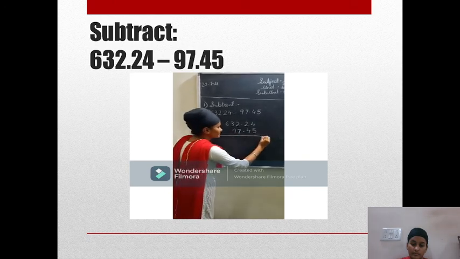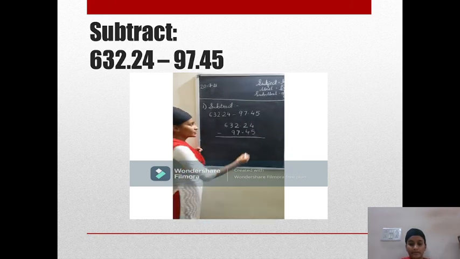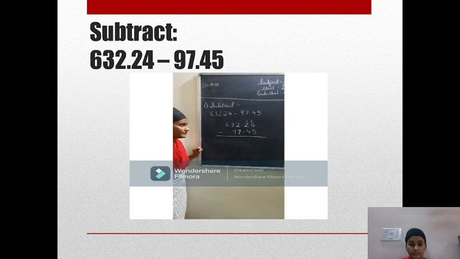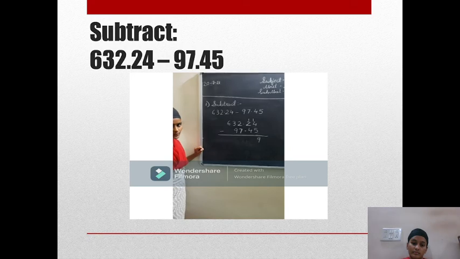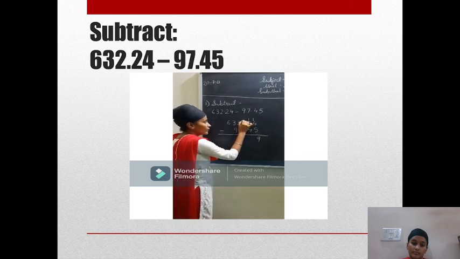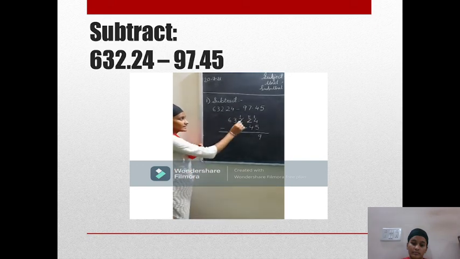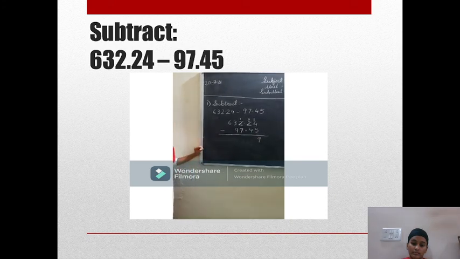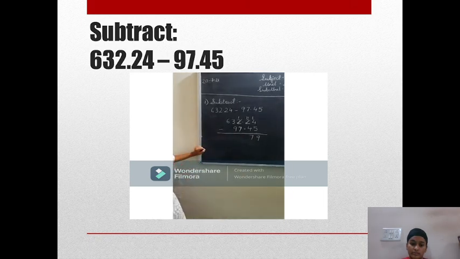Now you will subtract it. Now 4 minus 5 is not possible, so you will take 1 from this 2 and cut it and write 1. So 14 minus 5 is how much, students? It's 9. So you will write this as 9. Now 1 minus 4 is also not possible. So you will take a 1 from this 2 and cut this, and you will write this as 1 here. 11 minus 4 is how much, students? 7. Right? So now I will write 7 here.